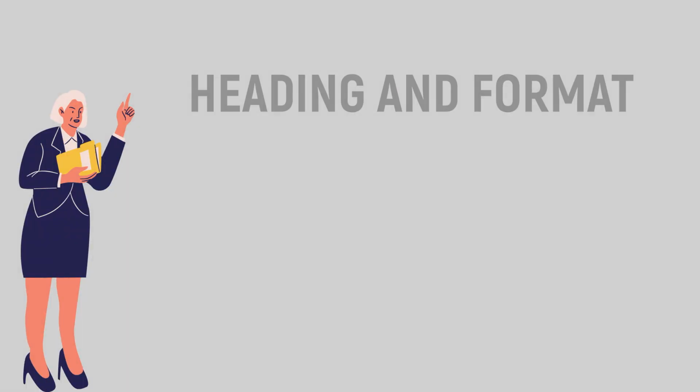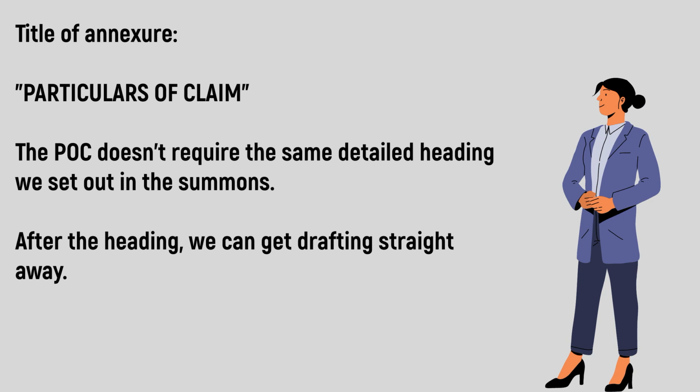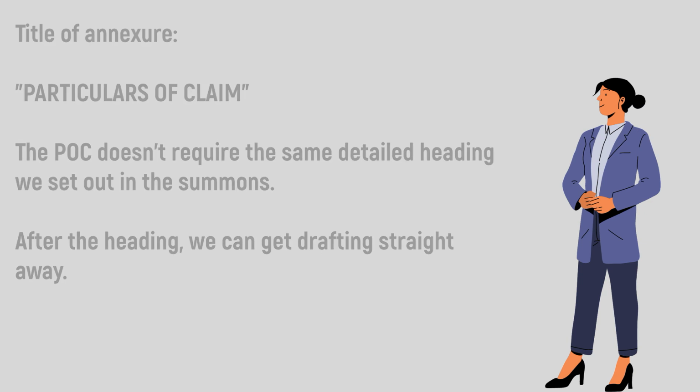Heading and format. We will title our particulars of claim as Particulars of Claim, which should be in all caps and underlined. You do not need to add to the particulars of claim the same detailed heading we set out in the summons. The particulars of claim will be attached to the summons, so there's no point repeating the case number, parties, names, and so on. After the heading, which is particulars of claim, we can get straight into drafting.